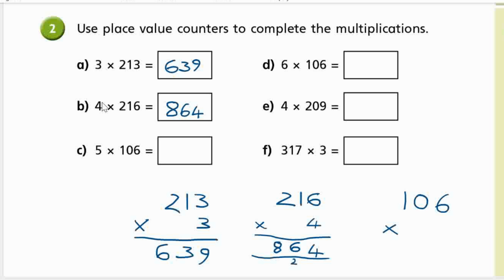106 times 5. So our first question is, what is 5 times 6? 30. Good. So I need to do a 0 here and a 3 here. What's 5 times 0? 0. And then plus 3. 3. Good. 5 times 1? 5. So my answer is 530.